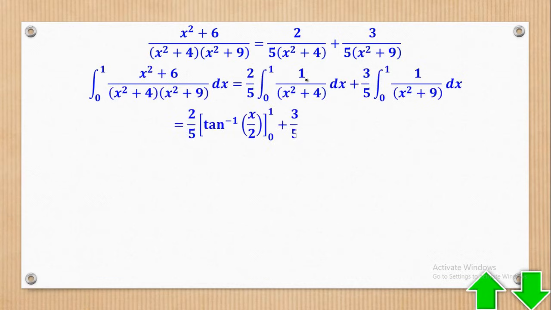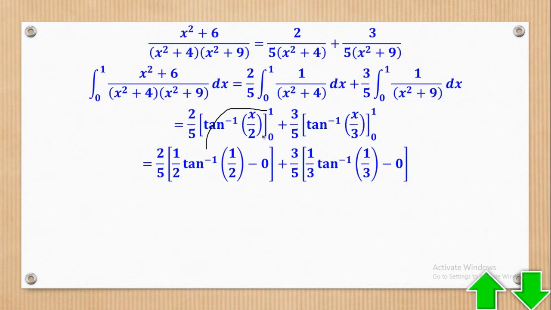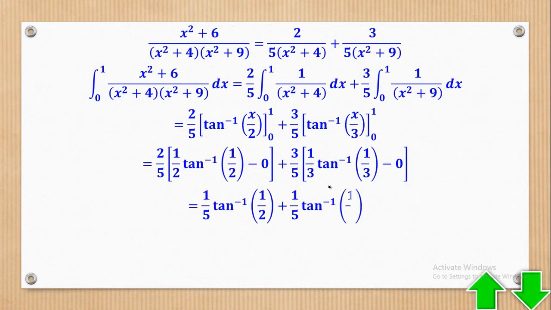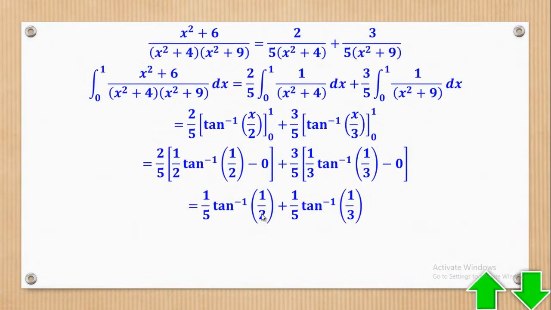Then I'll come here and say that this integral is the same as this, and this is the same as that. So substituting limits, start with the upper limit followed by the lower limit to come up with this. Upper limit followed by the lower limit to come up with that. Now here we can't use the calculator because they told us to prove. If you look at this question, they told us to prove that it's equal to pi over 20, so we cannot use the calculator. We have to simplify until we get pi over 20.